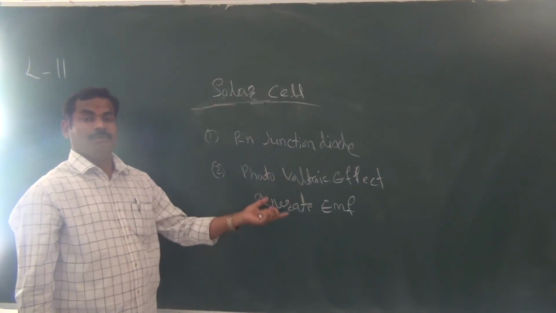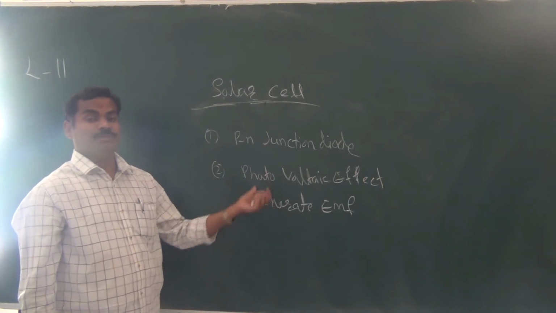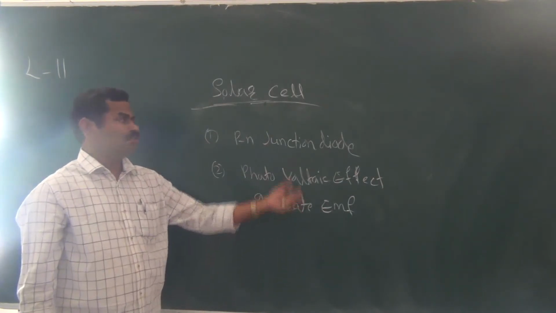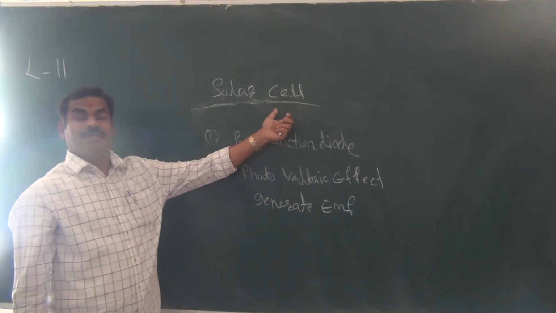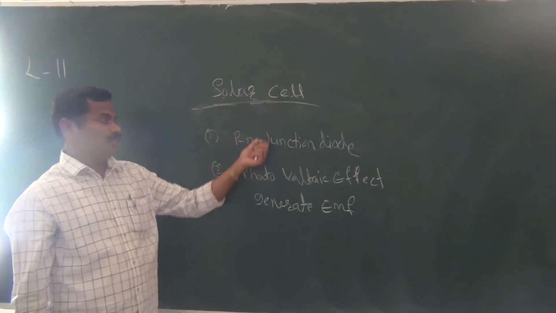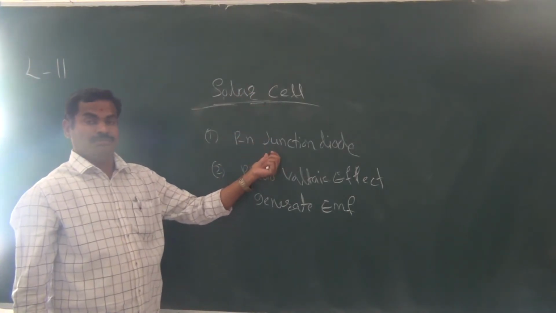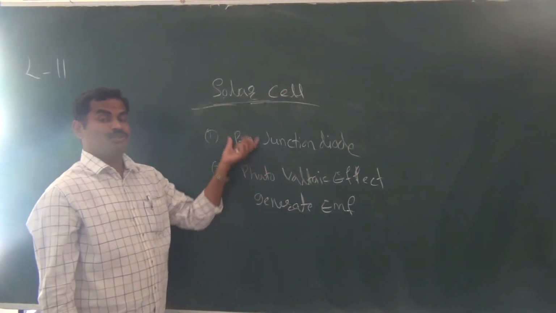In that time, what happens? It will give electrical energy in terms of EMF. As you know, a cell is nothing but something that gives electrical energy. That electrical energy is given by the help of the solar cell, which is nothing but a PN junction diode. We'll go further. This is a brief introduction to the solar cell.